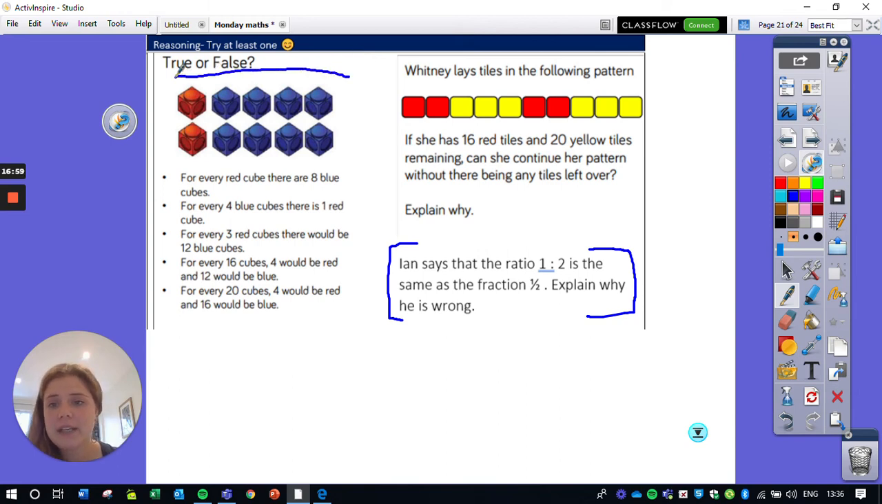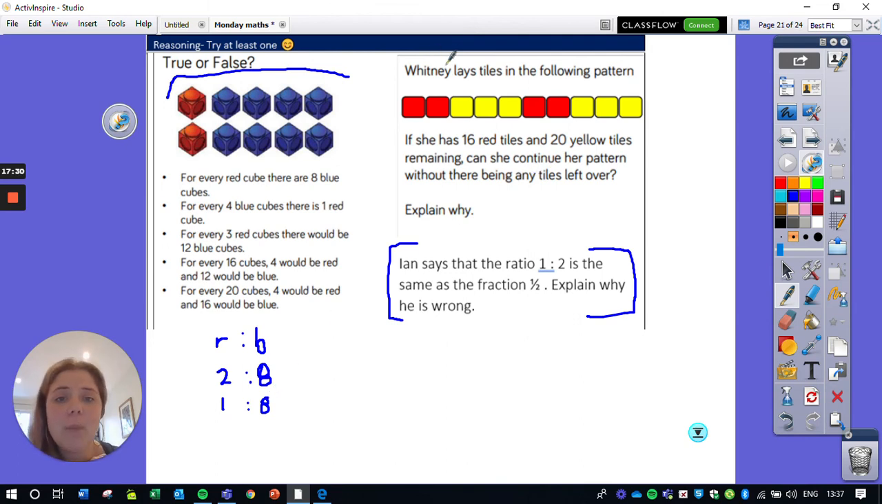This is the next reasoning question here, and you're being asked if these statements are true or false. Again, I would recommend writing out your ratio red to blue, and start with the ratio shown in the picture. 2 red to every 8 blue. You're basically then deciding if these statements are true. Are they equivalent ratios? It says for every 1 red cube, there would be 8 blue cubes. 1 red, 8 blue. Is that an equivalent ratio? If it isn't, then that's wrong. If it is, then it's correct.